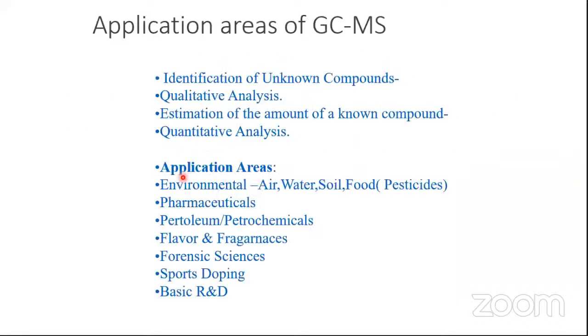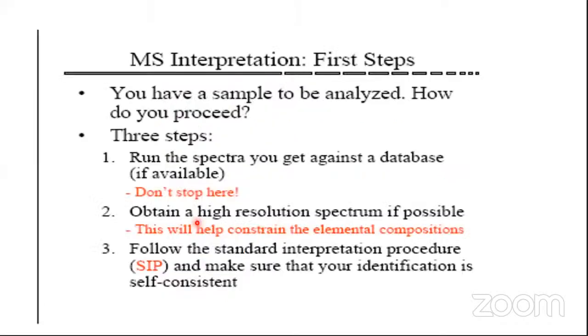We have a lot of GC applications in various areas, which remain the same. So GC-MS and GC applications are the same. The only advantage is that GC-MS gives you 1,000 times better sensitivity than GC alone. Well, we have the MS interpretation part.